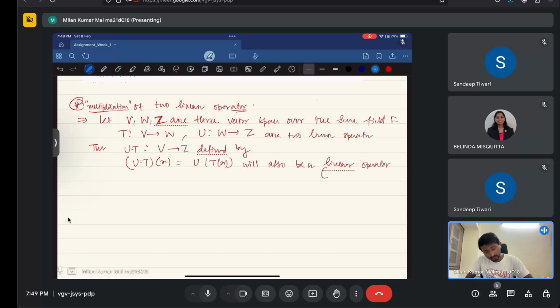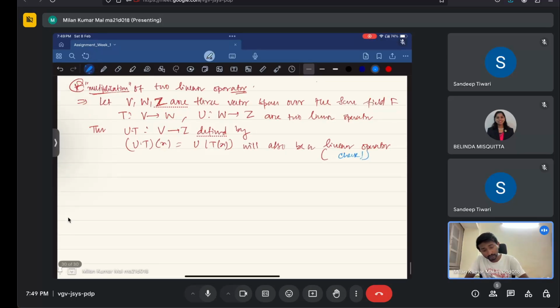So one can check, that is a very easy check, that this will be a linear operator. That linear operator needs to be checked. That is called the multiplication. So this is the composition. This is called the multiplication of two linear operators, which is composition in this case.